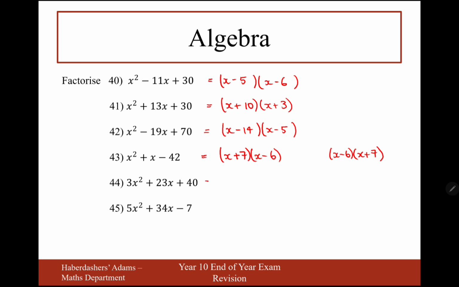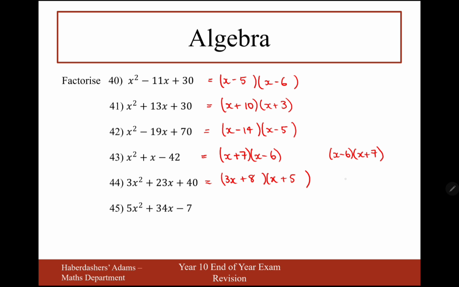Okay, the tricky one is with the 3x squared at the front. So one of our brackets, we need to have a 3x at the front of it, and we've got 40 here. So I'm thinking 8 and 5 or 4 and 10. Let's go 8 and 5 to start with. So let's put the 8 here and the 5 here and see if we get the right answer.